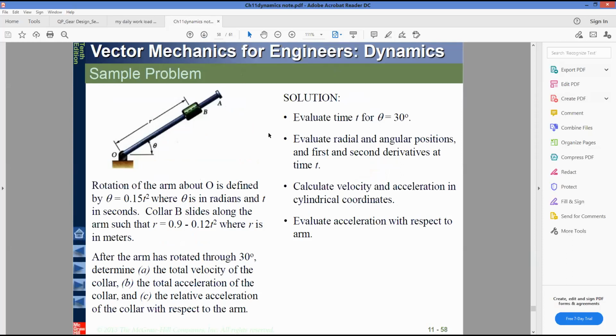Next, this is a sample problem related to the radial and transverse components. Students, if my voice is audible, please send your attendance screenshot to me.